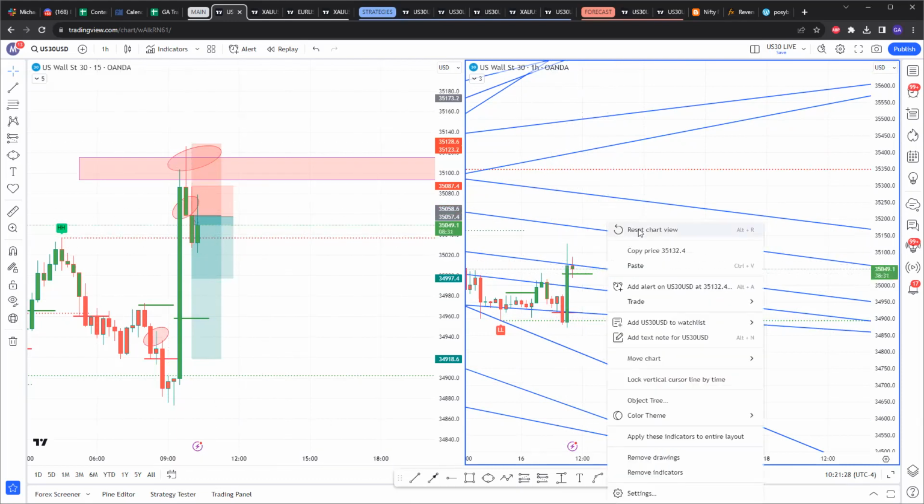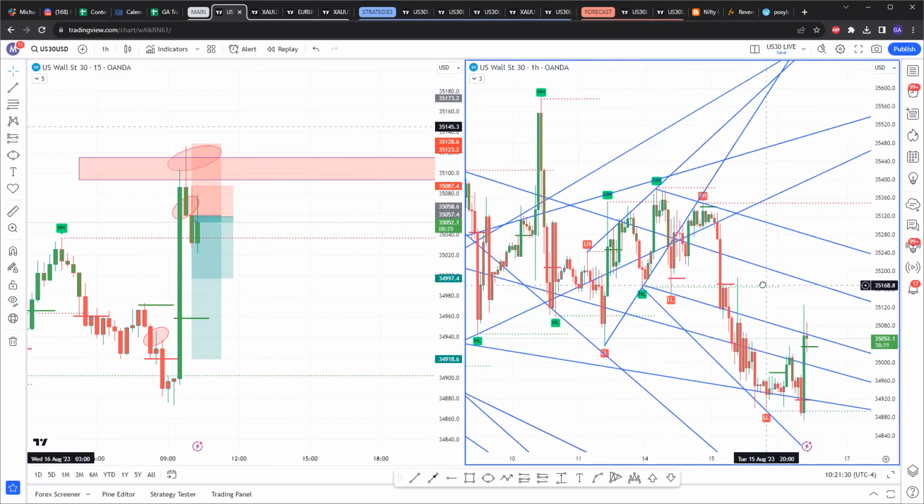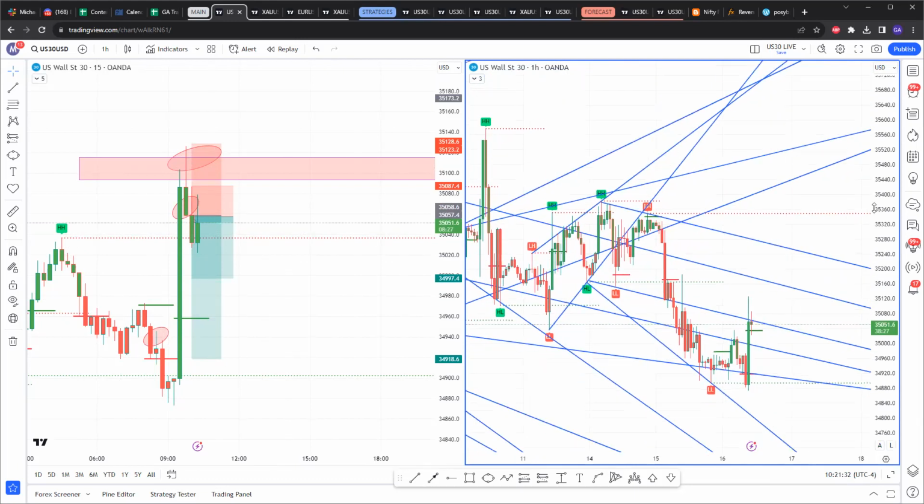But for me, nowadays, I just stick to the daily time frame for bias, and then I look for entries on the 4-hour and 1 hour. It gives me fewer trades, but those trades are highly probable on those time frames. So that's why for me, it's just easier to stick with the daily bias.